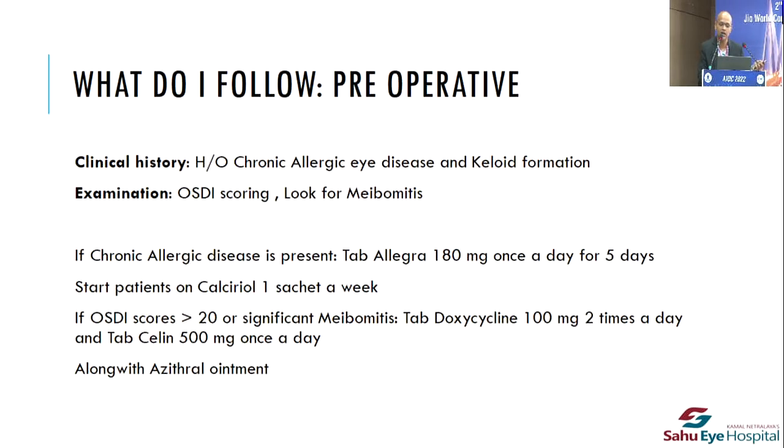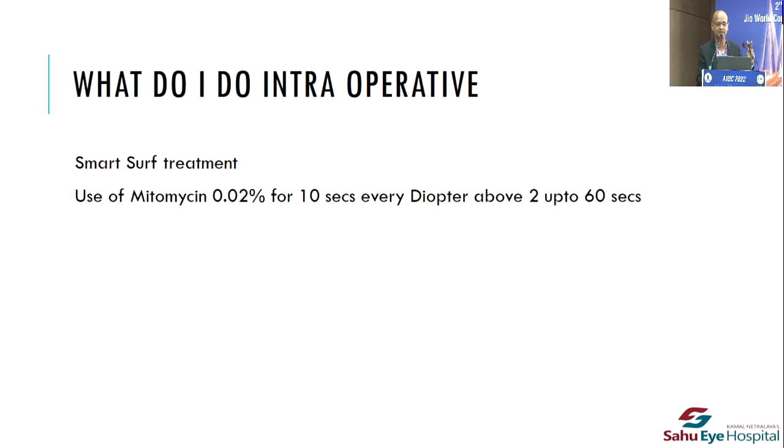Now, what do we look out for? A history of chronic allergic eye disease and keloid formation. These patients, you've got to be a little careful. Please do your OSDI scoring. Look for meibomitis. If you have any underlying chronic allergic disease, treat it with an antihistaminic. Start the patients on calciferol if the vitamin D3 levels are low. Look at the OSDI scores. If you find that the lid margins are inflamed, start the patient on doxycycline along with azithral. So if you are a little patient, and you're not just concerned about losing the patient because you're going to spend some time before you take the patient for the procedure, I can assure you that you're not going to see any post-op corneal haze if you've been careful with these things.